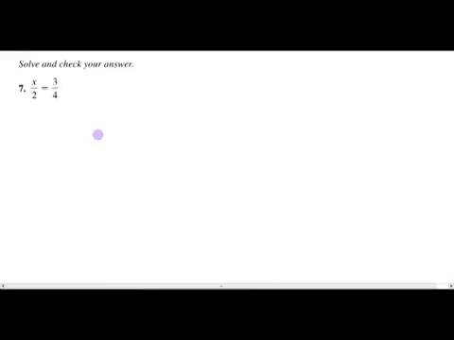For example, in this problem, we're supposed to solve and check our answer. We could multiply both sides of this equation by 5. We could multiply both sides of the equation by 7 if we wanted. But if we multiply both sides by 4, watch what happens. The 4 over here cancels. Here, the 2 cancels and goes twice. We have 2x equals 3.